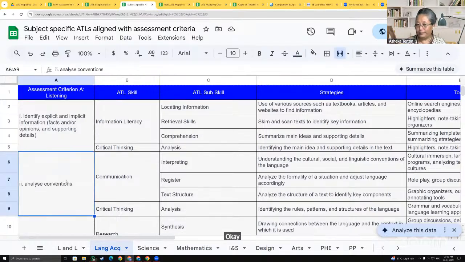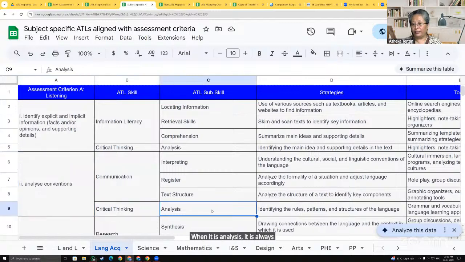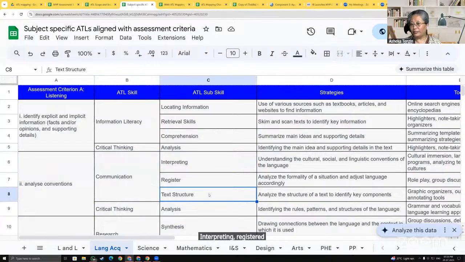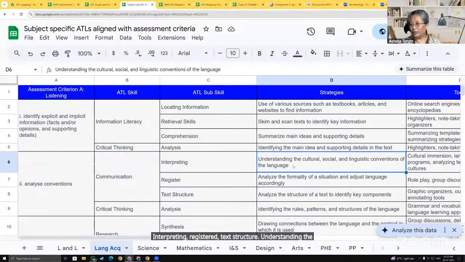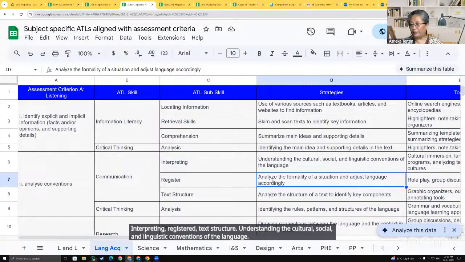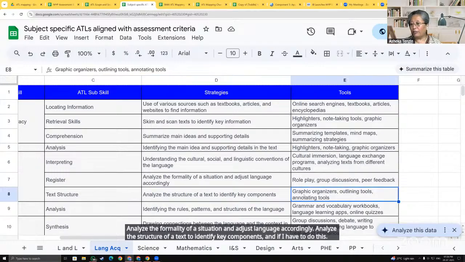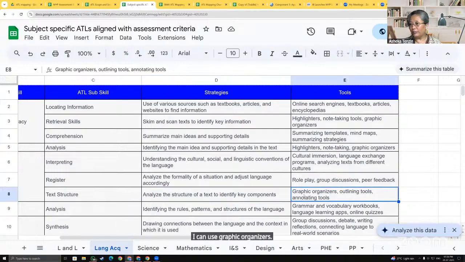Communication. When it is analysis, it is always critical thinking. It is automatic, okay, natural. But communication, how can you teach? Interpreting register, text structure, understanding the cultural, social, and linguistic conventions of the language. Analyze the formality of a situation and adjust language accordingly. Analyze the structure of a text to identify key components. And if I have to do this, I can use graphic organizers. Teach them how to do it.